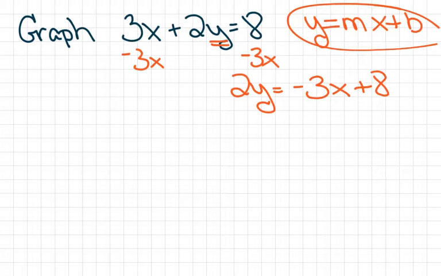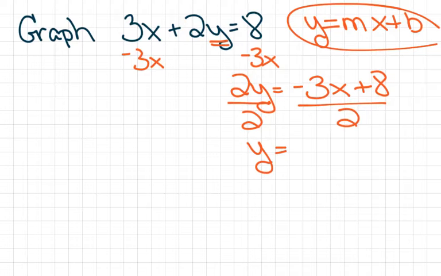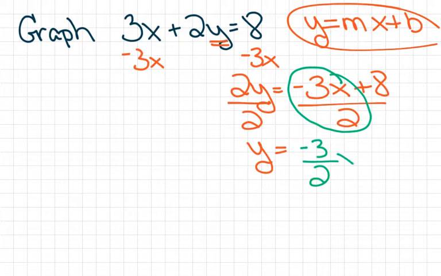All right, last but not least, we got to get that y by itself, so divide out the 2 and divide out the 2. So that gives me y equals, and everything over here needs to be divided by 2, so I'm going to divide the negative 3 by 2, put my x next to it, and I'm going to divide the 8 by 2, which would give me plus 4.